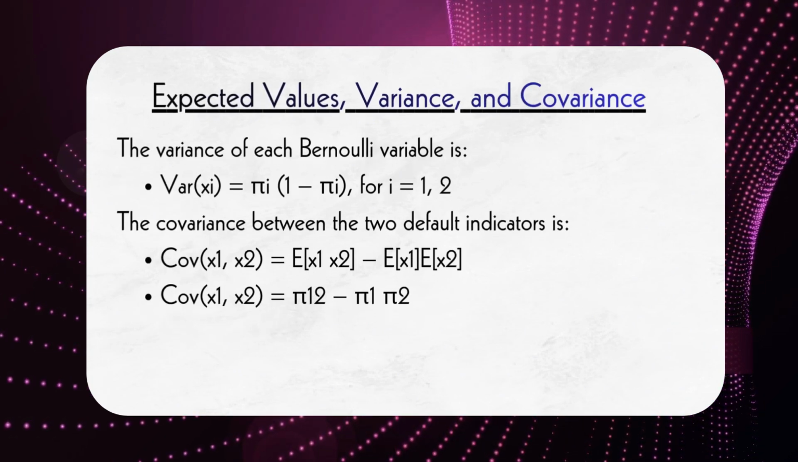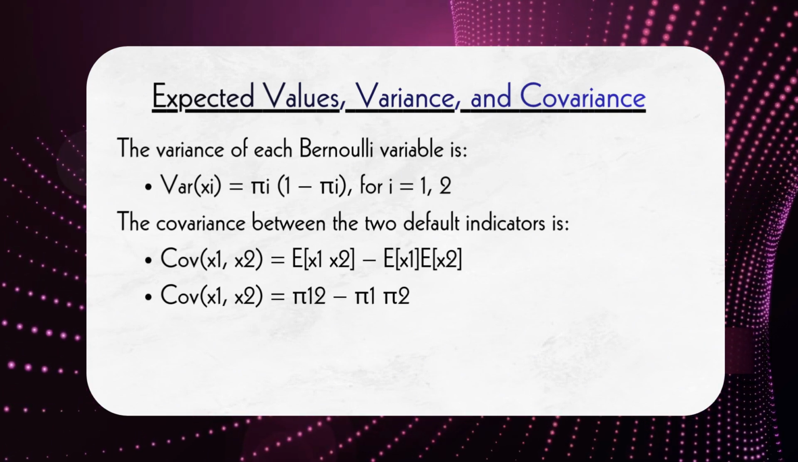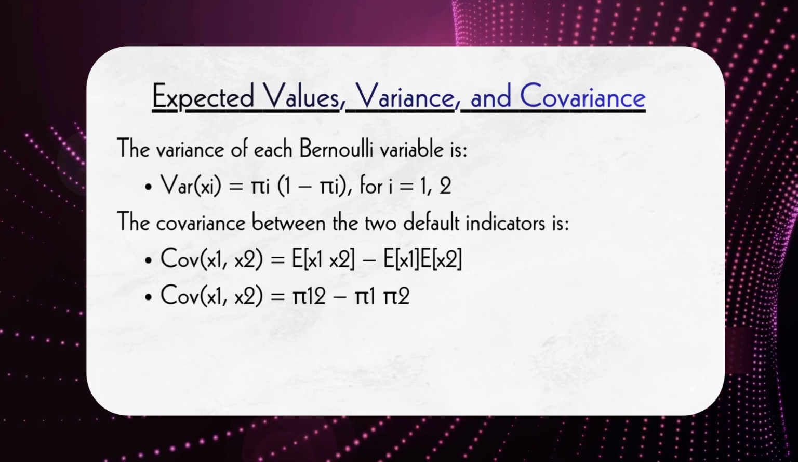The variance of each default indicator follows the Bernoulli formula. So, var(xi) equals pi multiplied by (1 minus pi). This applies for both firms.